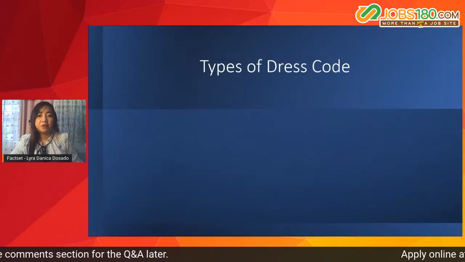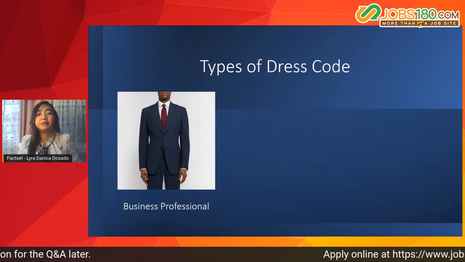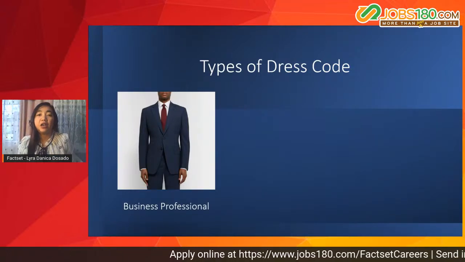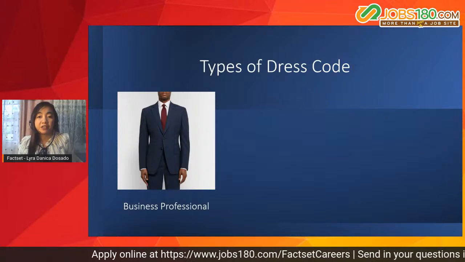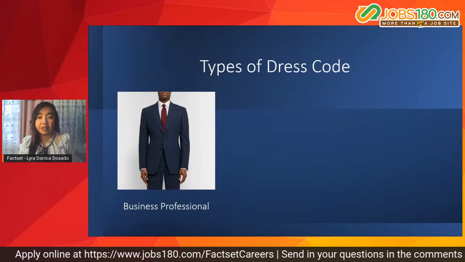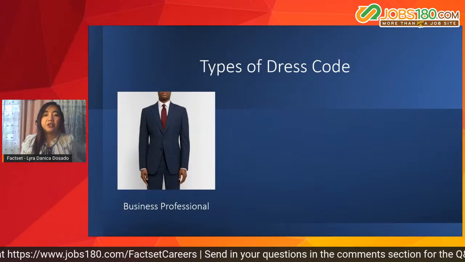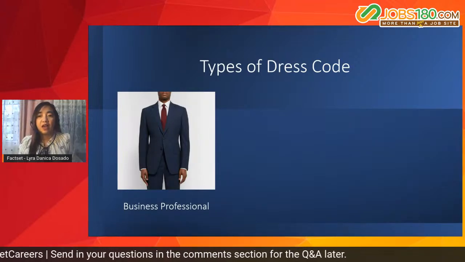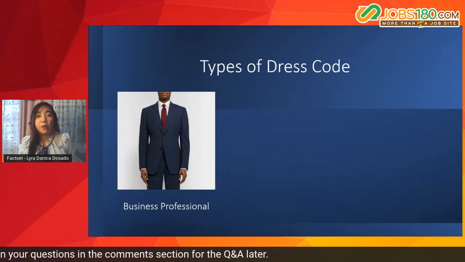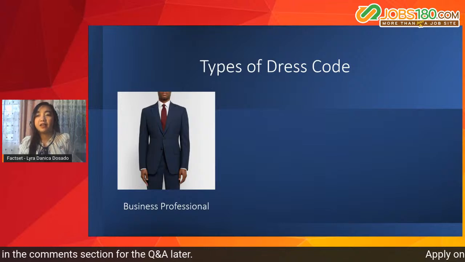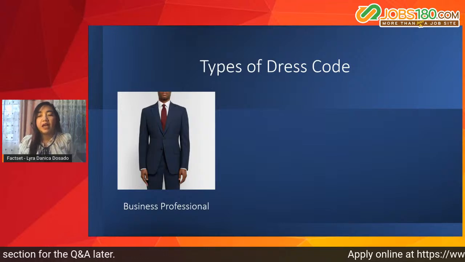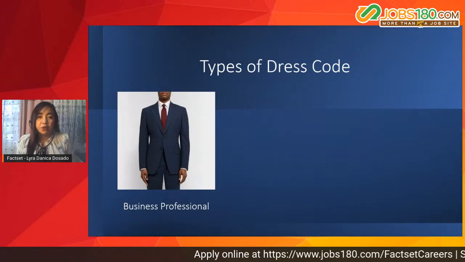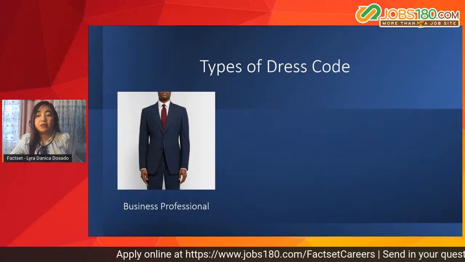So the types of dress codes, first, is business professional. When you say dress in business professional attire, you are wearing generally conservative clothing to portray yourself in a professional manner. So women can wear a skirt or pantsuit with heels, while men may wear a blazer or suit jacket, button-down shirt, suit pants, a tie, and dress shoes. So that is our first dress code.